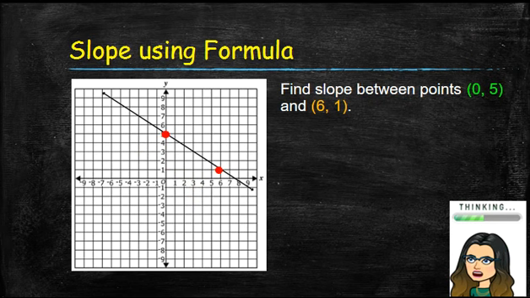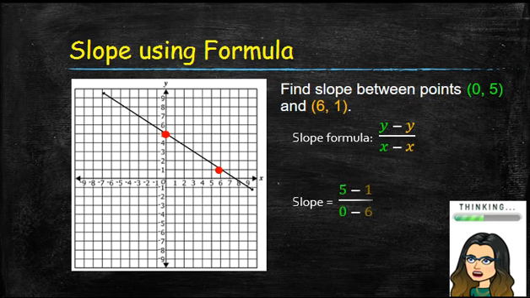Next, let's look at our slope using our formula. So we had these same 2 points, (0, 5) and (6, 1). Our slope formula is y minus y over x minus x. So if I plug in my values from my 2 points, my y minus y is 5 minus 1, x minus x, 0 minus 6. In my calculator, this gives me back negative 2/3. So I still get the same answer whether I use the formula or whether I use the graph.